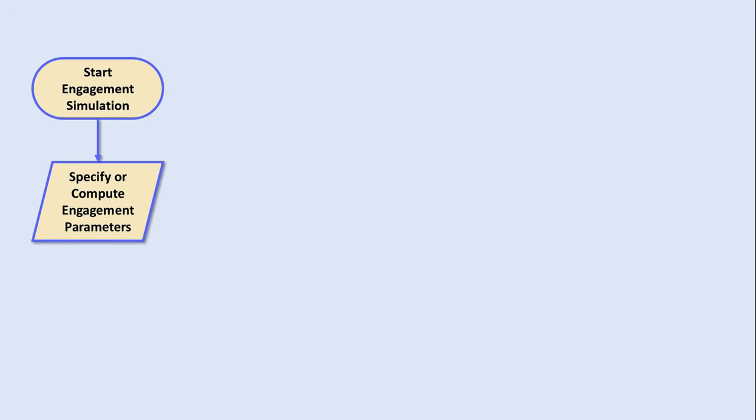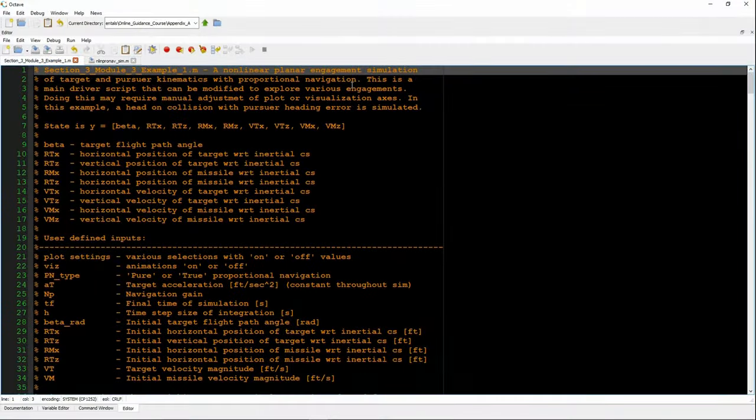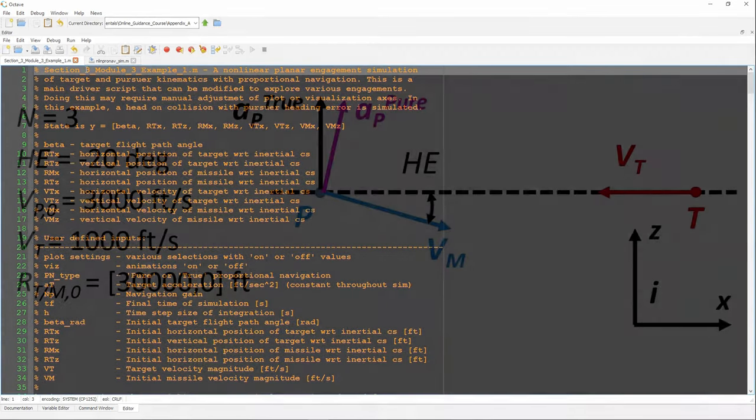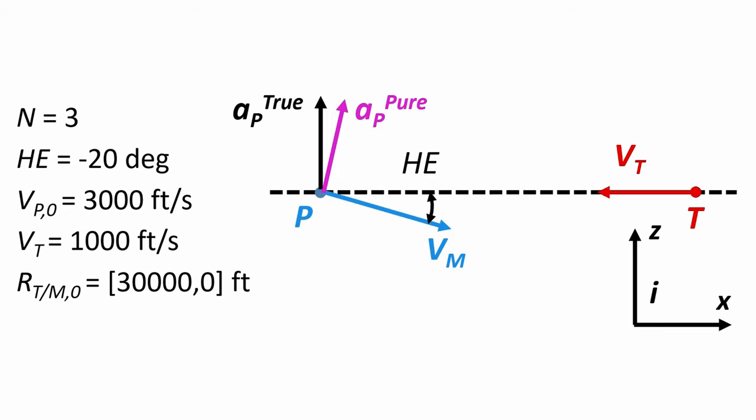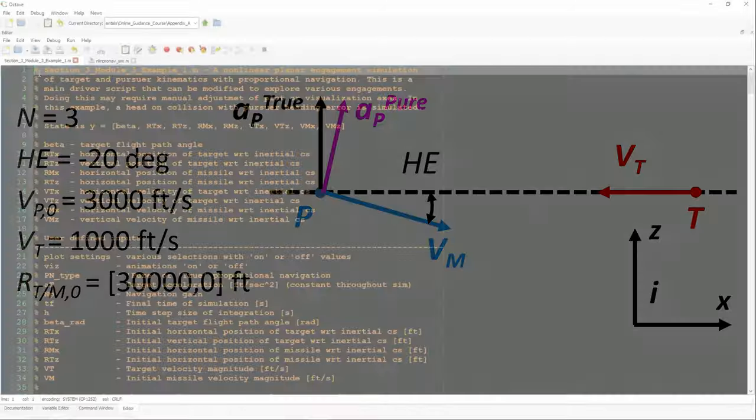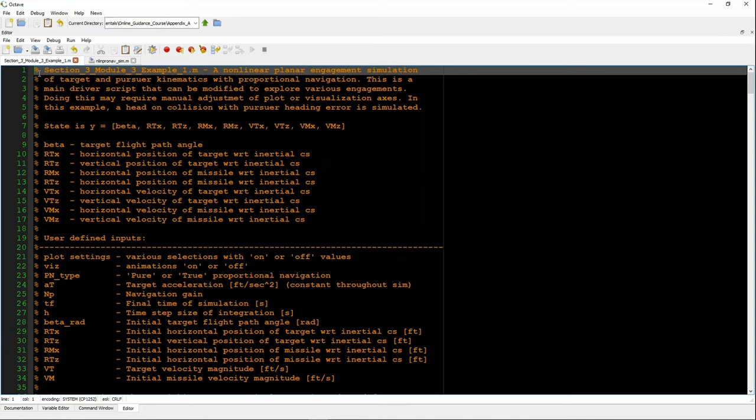We're going to go through the code for the planar engagement in Section 3, Module 3. This is Example 1. The pursuer and target are initially head-on, but the pursuer has a heading error. Now, while we show a specific example, note that this script can be modified to explore all sorts of engagements, including others that you've seen in Section 3, Module 3.